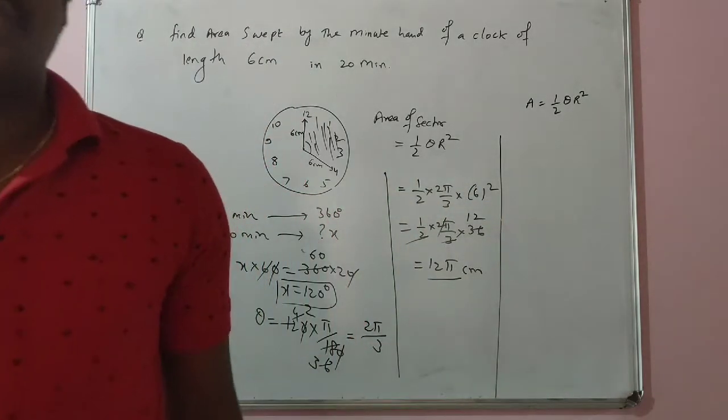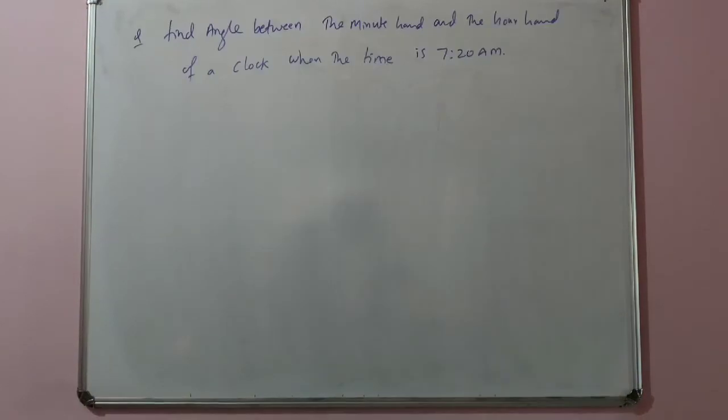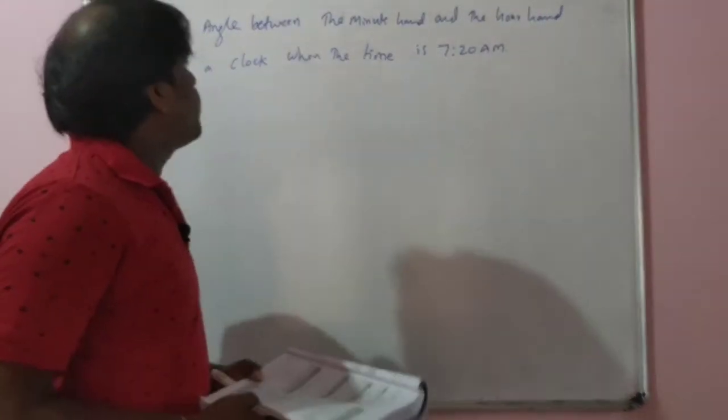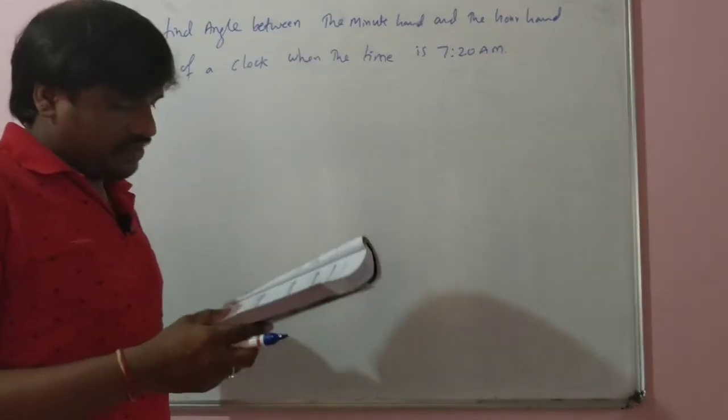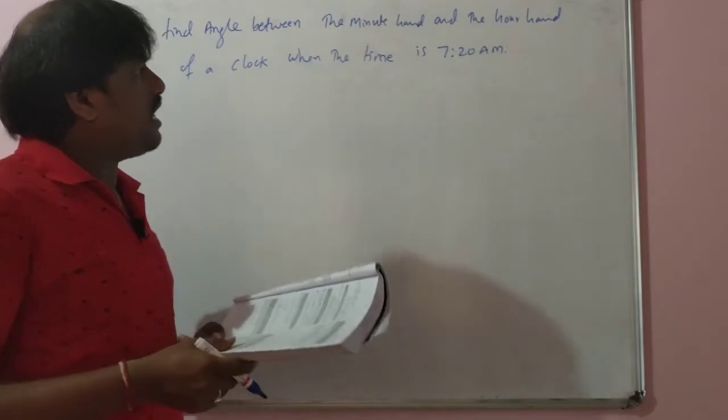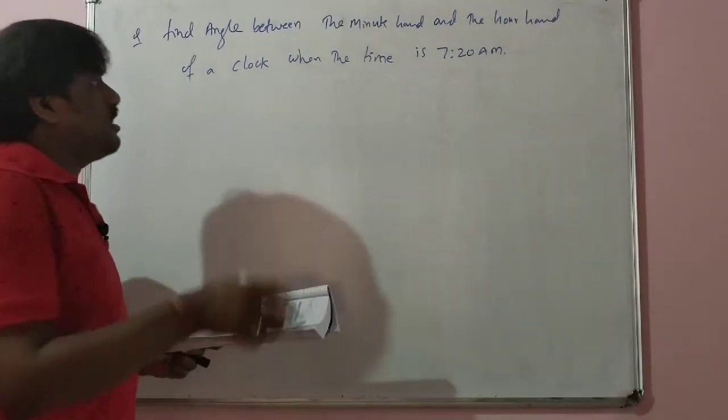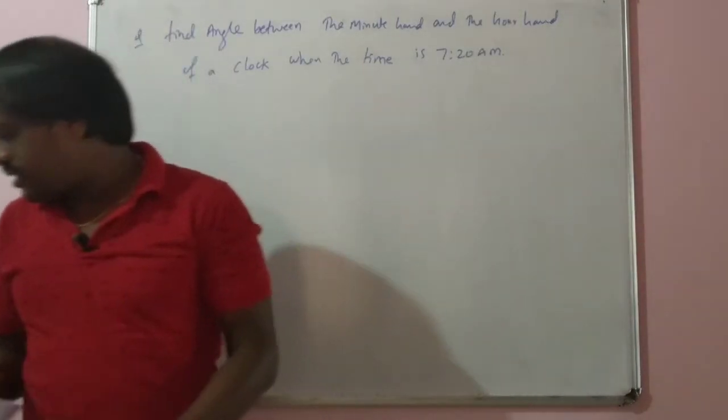Let us see one more question on this. Hello students, let us see another question here. Find the angle between the minute hand and the hour hand of a clock when the time is 7:20 a.m. This is the question asked here. So let us see how to find this.